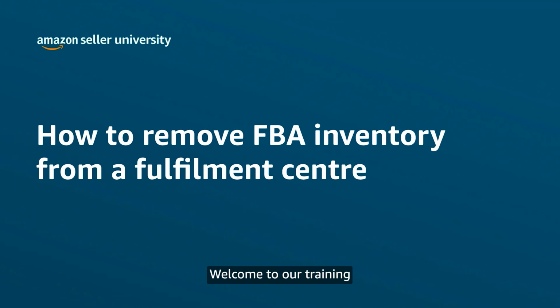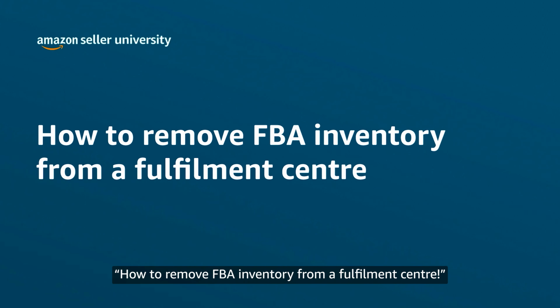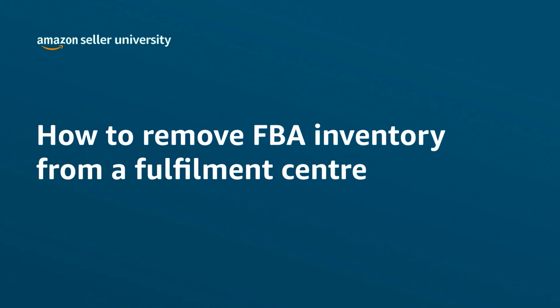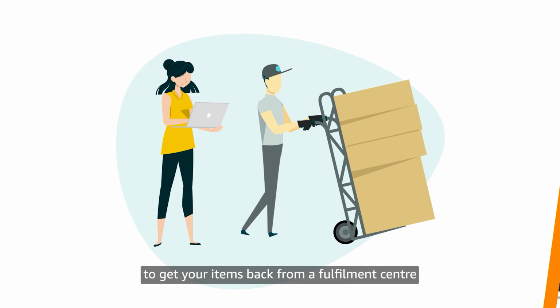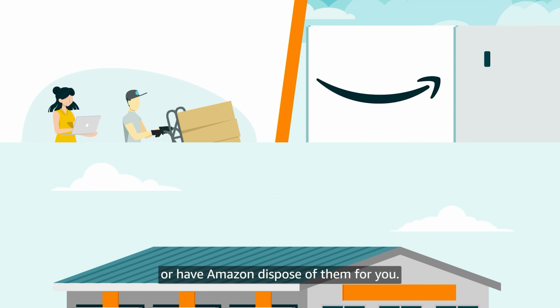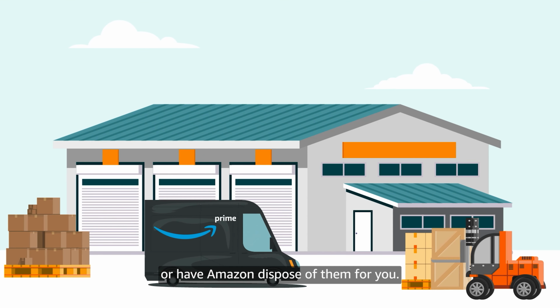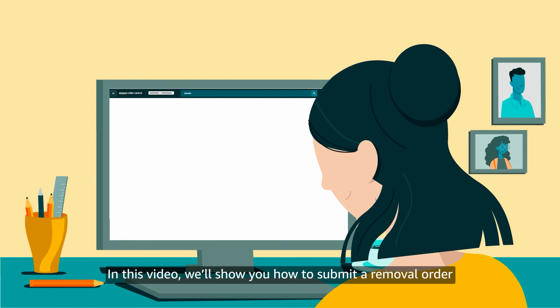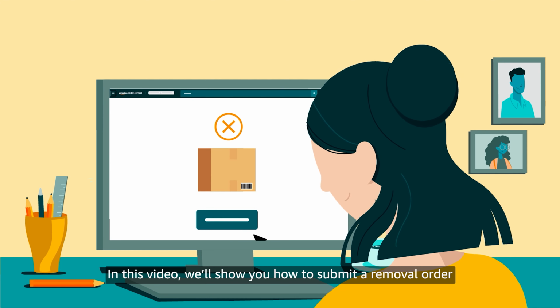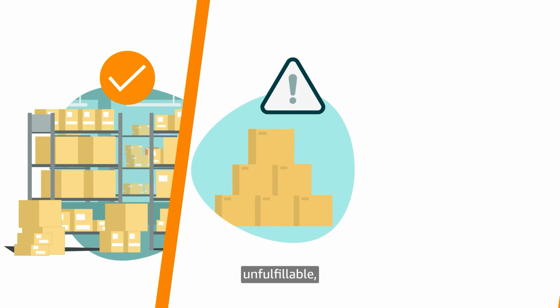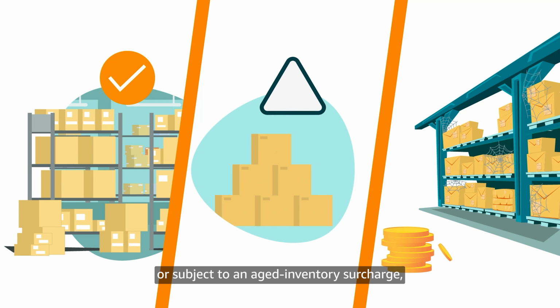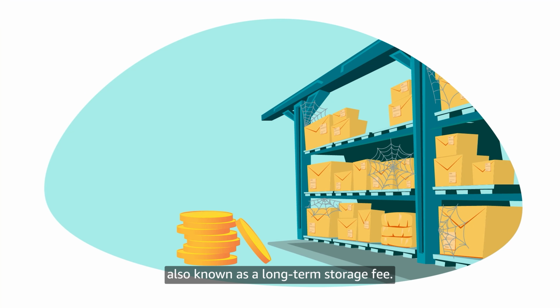Welcome to our training, How to Remove FBA Inventory from a Fulfillment Center. You can use removal orders in Seller Central to get your items back from a fulfillment center or have Amazon dispose of them for you. In this video, we'll show you how to submit a removal order, whether your inventory is fulfillable, unfulfillable, or subject to an age inventory surcharge, also known as a long-term storage fee.